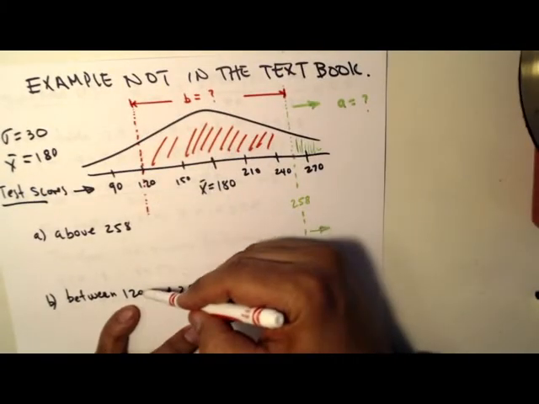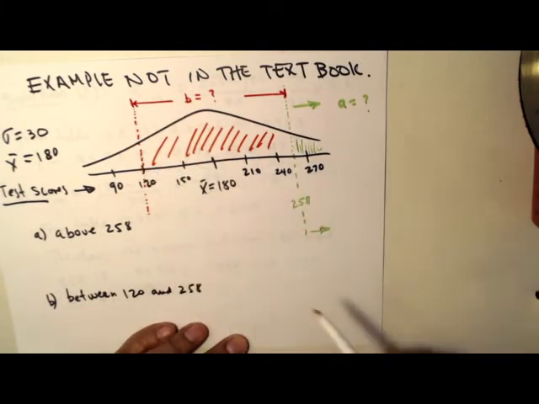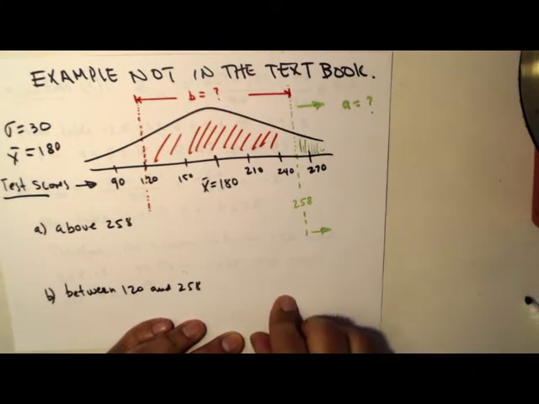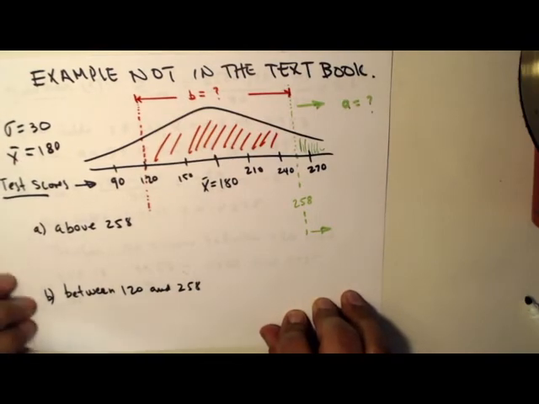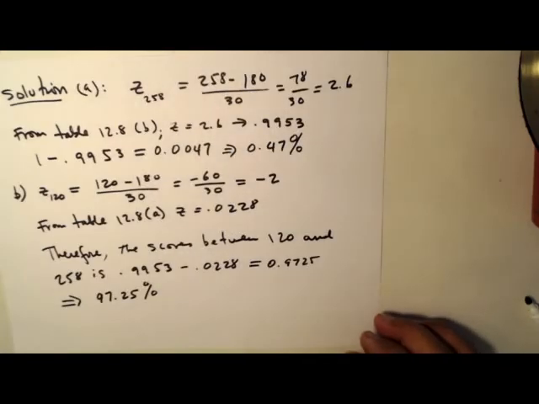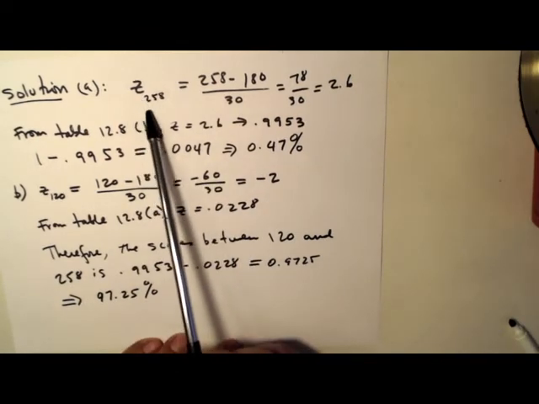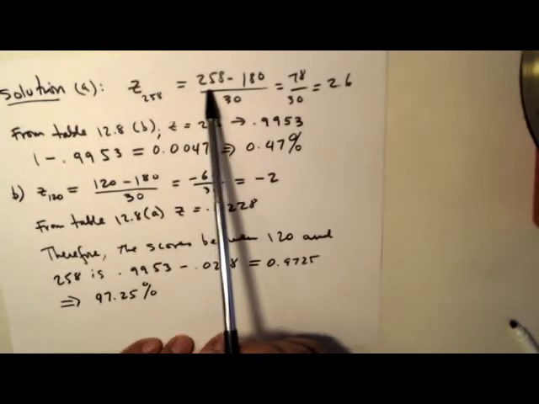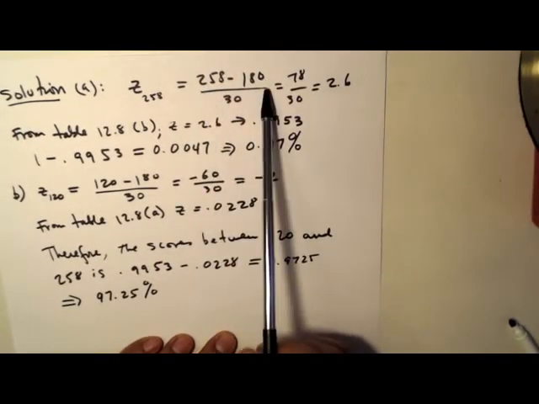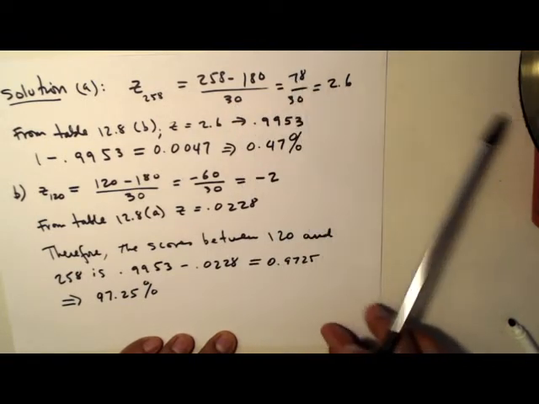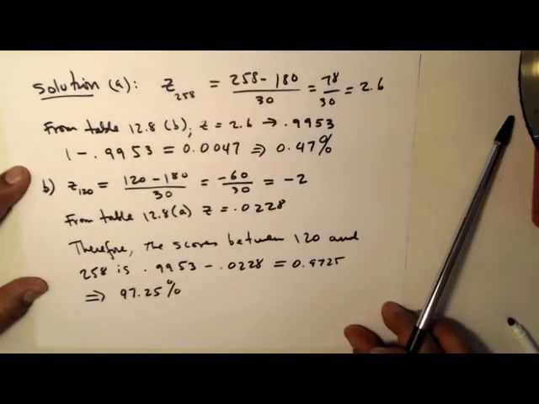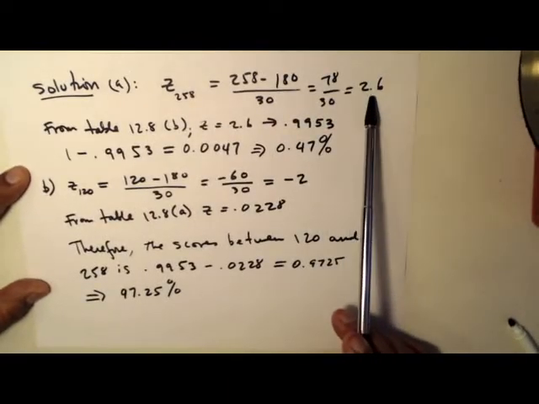And now look, 120 falls within the second standard deviation, but this point does not. Therefore, we need to use the Z-score. That's when the Z-score becomes appropriate for this problem. So the solution: the Z-score for 258 is equal to 258 minus the mean, which is 180, divided by the standard deviation of 30. This results in 78 divided by 30, which is equal to 2.6.